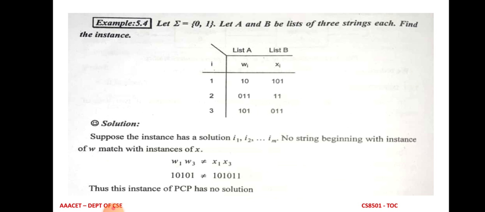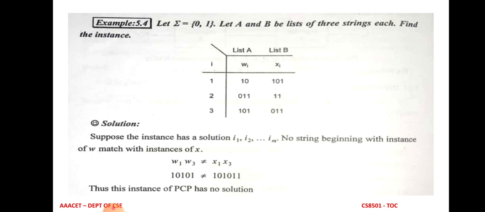This is the second problem on PCP. Here, for the same question, they give a sigma input alphabet and two lists A and B, and we have to find the instance of PCP. List A and list B are given, with Wi and Xi, so W1, W2, W3, X1, X2, X3 we know. You can apply any order of integers to equalize the two lists A and B, but this problem doesn't have any solution. You can't get any order or combination that works, so the result is that this instance of PCP has no solution.